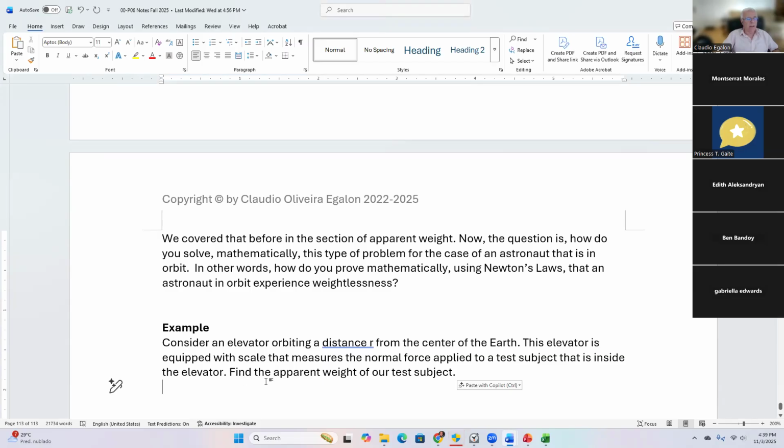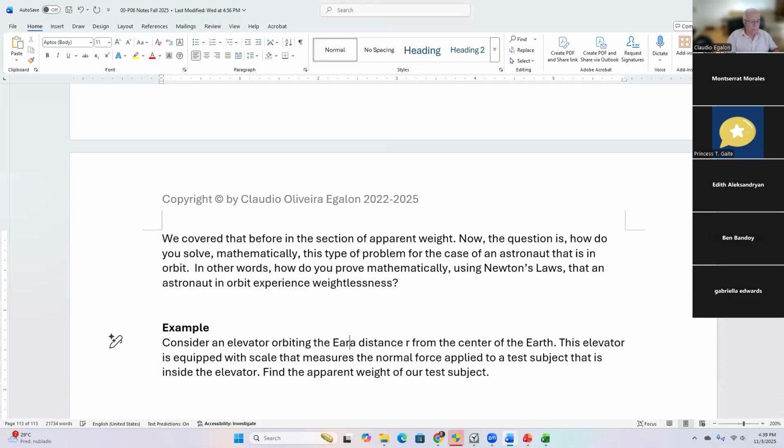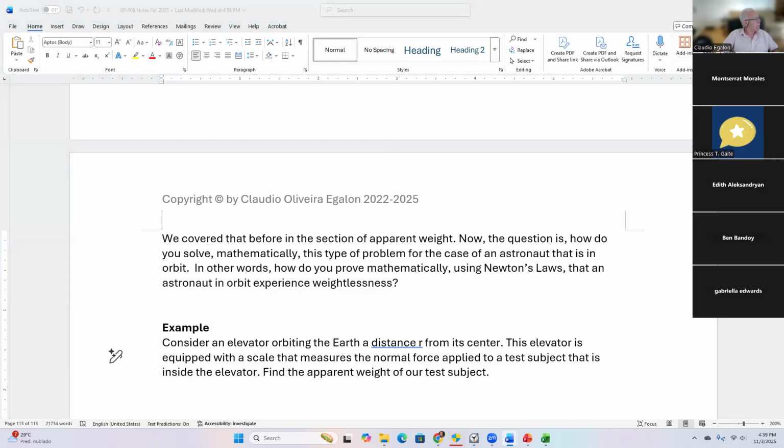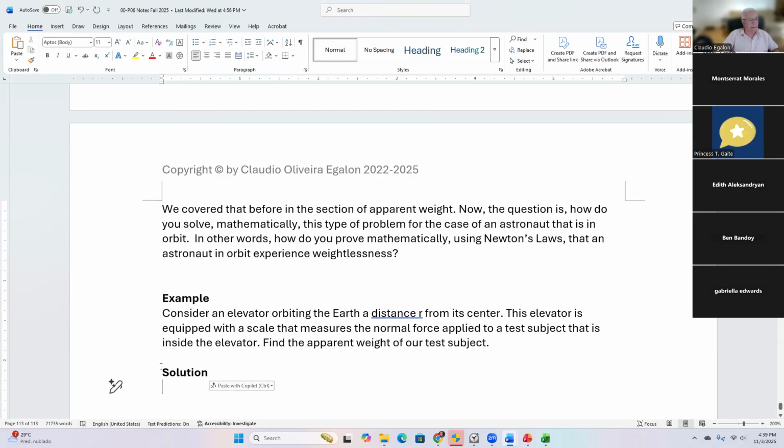Consider an elevator orbiting the Earth, a distance r from its center, from the center of the Earth. This elevator is equipped with a scale that measures the normal force applied to a test subject that's inside the elevator. Find the apparent weight of our test subject, okay? It's a similar problem, but now it's a problem that involves circular orbit.